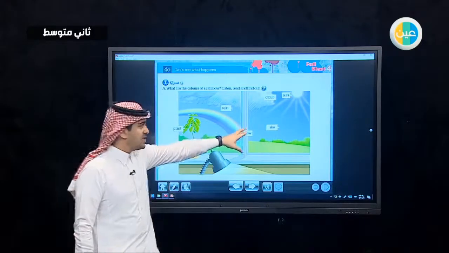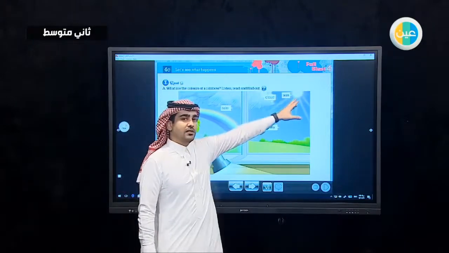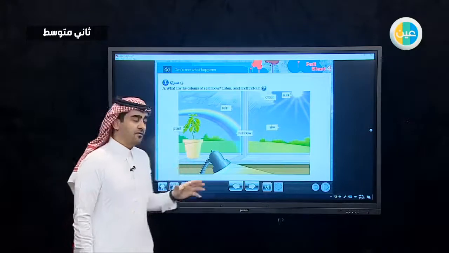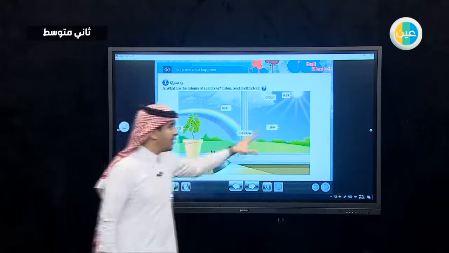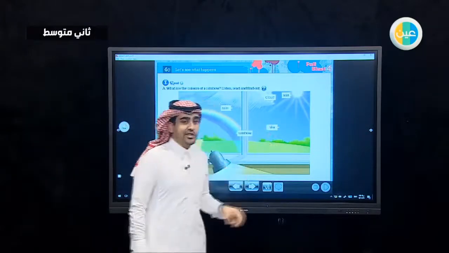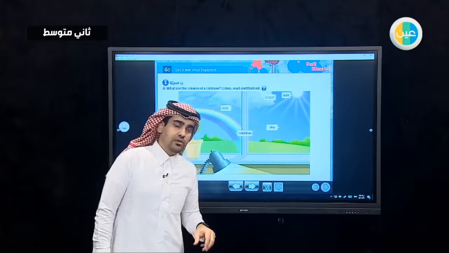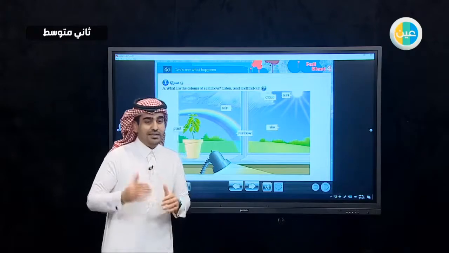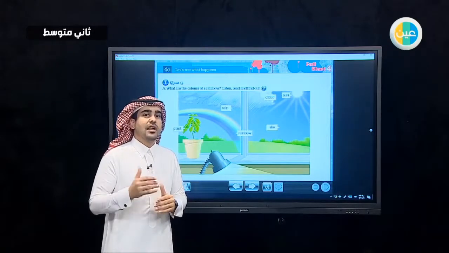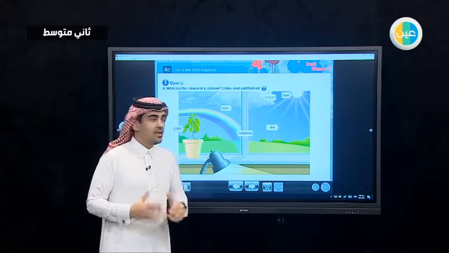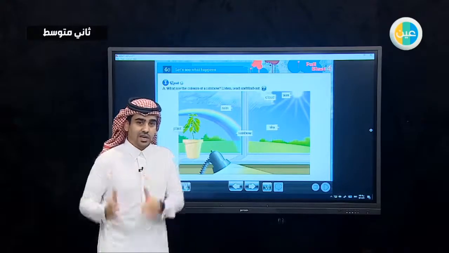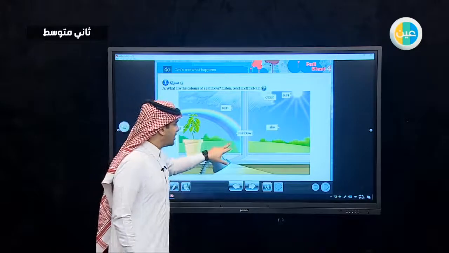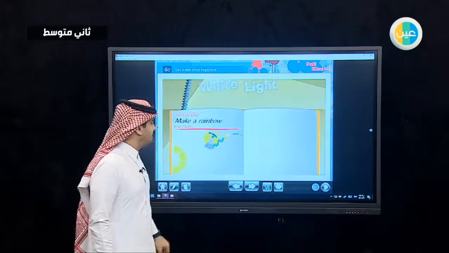One thing about the sun, okay, this is the sun. Usually people say that the color of the sunlight that emits from the sun is white. Some people say it's yellow. We will do an experiment that proves that this is a myth. It's not correct. The truth is that the sunlight has 7 different colors. Okay, so let's take a look at the next activity.